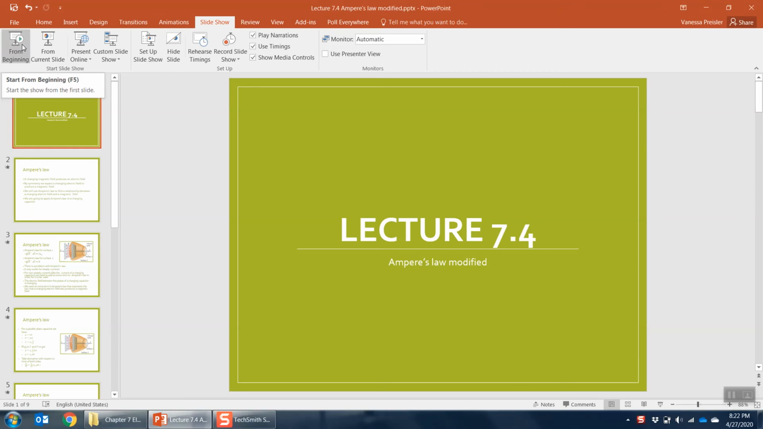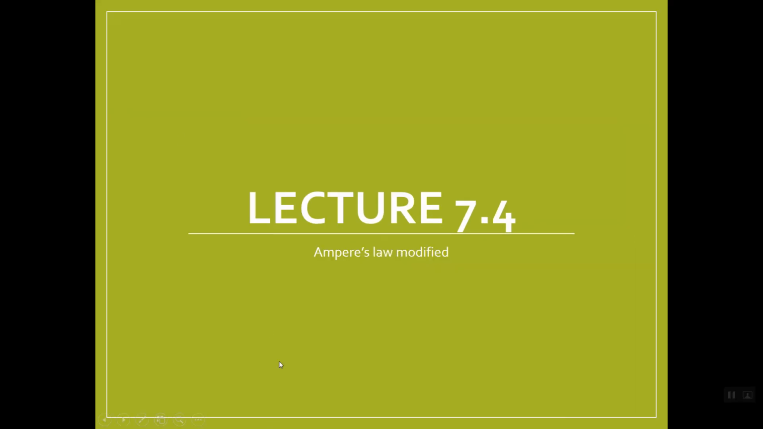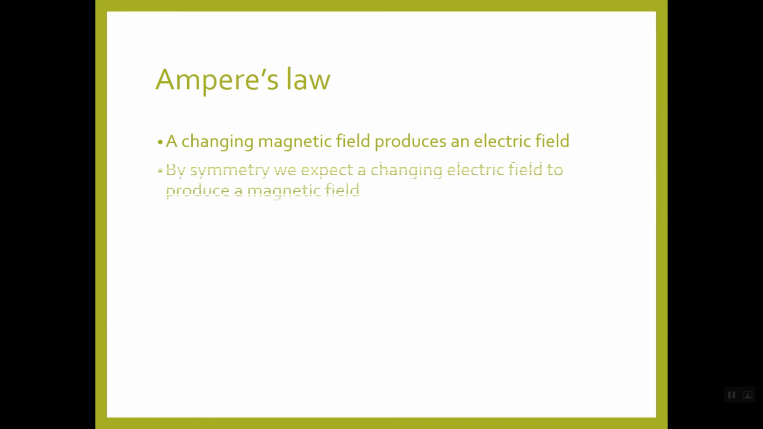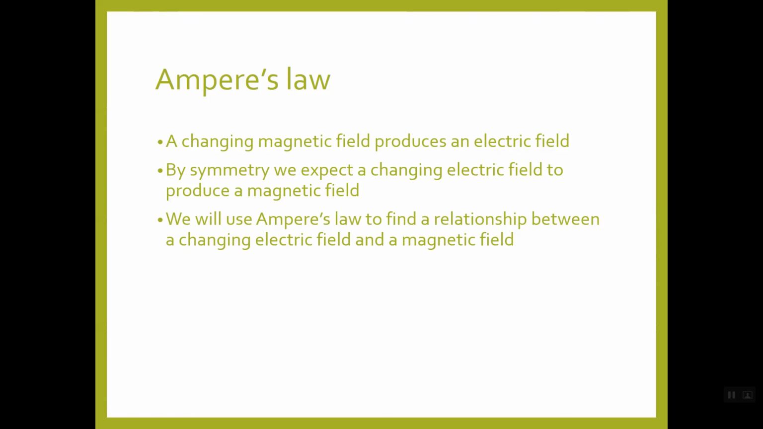Okay, so in this section, we're going to take a closer look at Ampere's law and see in what cases we are going to need to modify it. We know from Faraday's law that a changing magnetic field produces an electric field. So by symmetry, we should expect a changing electric field to produce a magnetic field. So we're going to use Ampere's law to find a relationship between a changing electric field and a magnetic field, and we're going to be using the example of a charging capacitor to find this relationship.